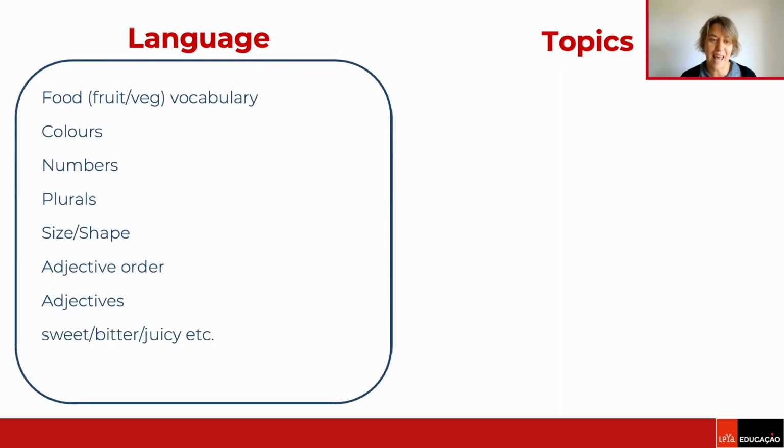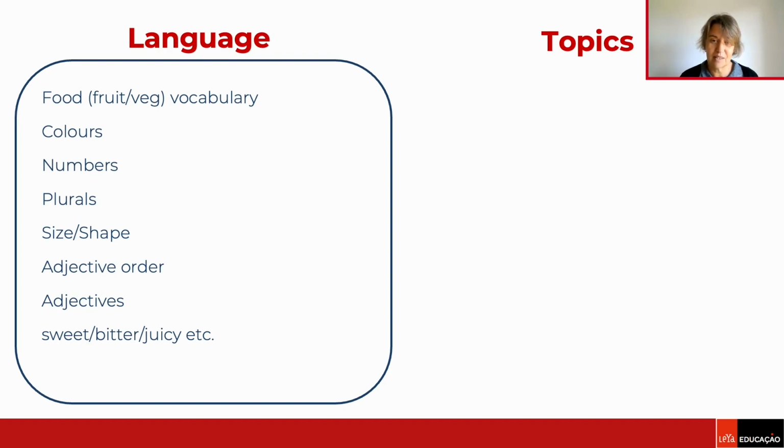All right, so in terms of language, obviously the fruit and vegetables themselves, but food in general, the colors, you know, so it's a yellow banana, a red apple, and so on. The numbers, you know, how many bananas have we got there? Talking about plurals, all right, so one banana or two bananas. The size or the shape, right? So, you know, we can talk about, is it a big banana? Is it a small banana? Is it a round apple? All of those things we could discuss as well.